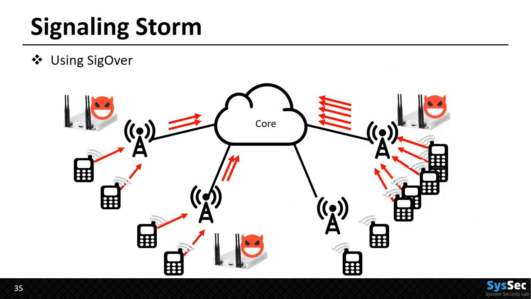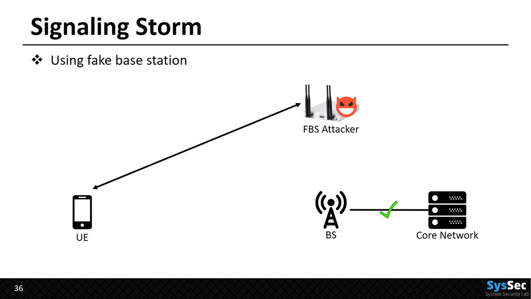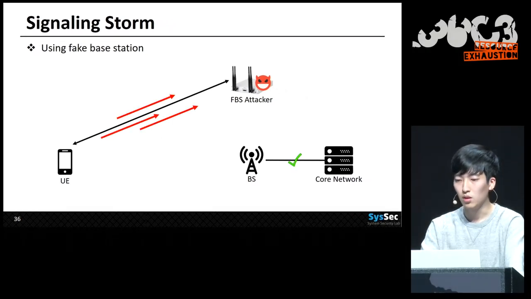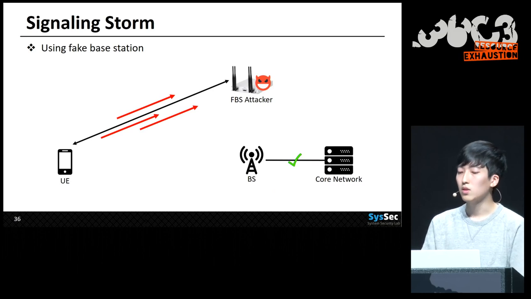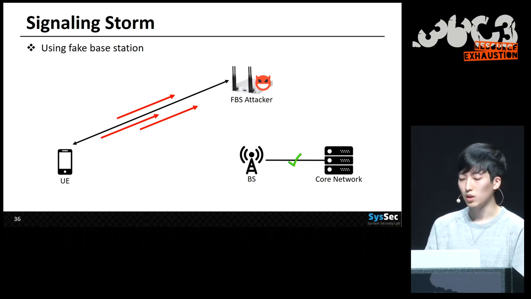All UEs in the attack range may continuously receive fake SIB1, which causes a tracking area update storm to the core network. FPS can do the same, but as you expected, the legitimate network would be safe from this attack because the FPS is not connected to the legitimate core network.